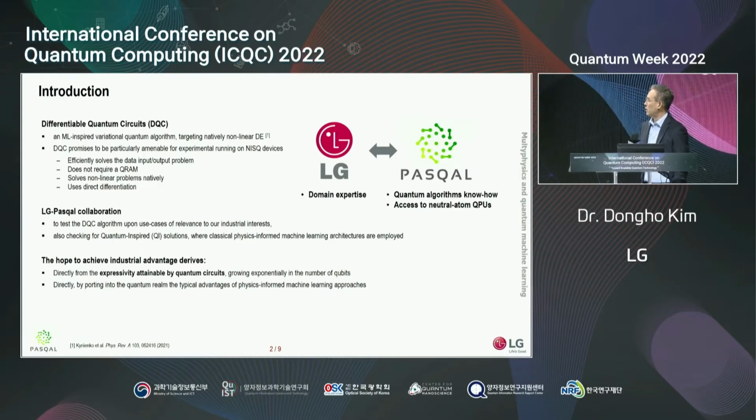Our hope to achieve industrial advantage derives directly from the expressivity of the quantum circuit, and by porting to the quantum domain, the typical advantages of physics-informed machine learning can be adopted.